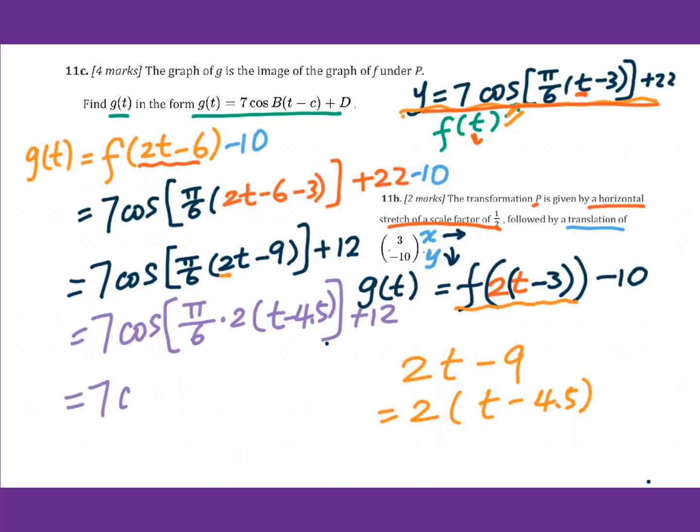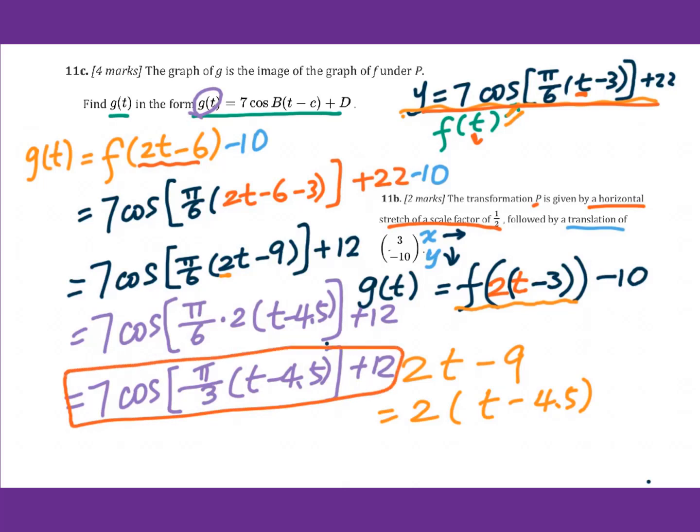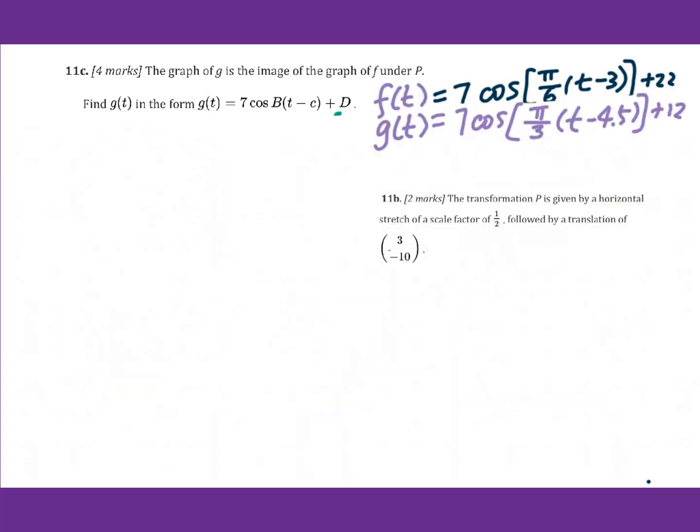We organize 7 cosine pi over 3 t minus 4.5 plus 12. This will be the function for g of t. When you write down the function way about transformation, remember inside there is a liar. Whenever you're dealing with this x, will be liar.